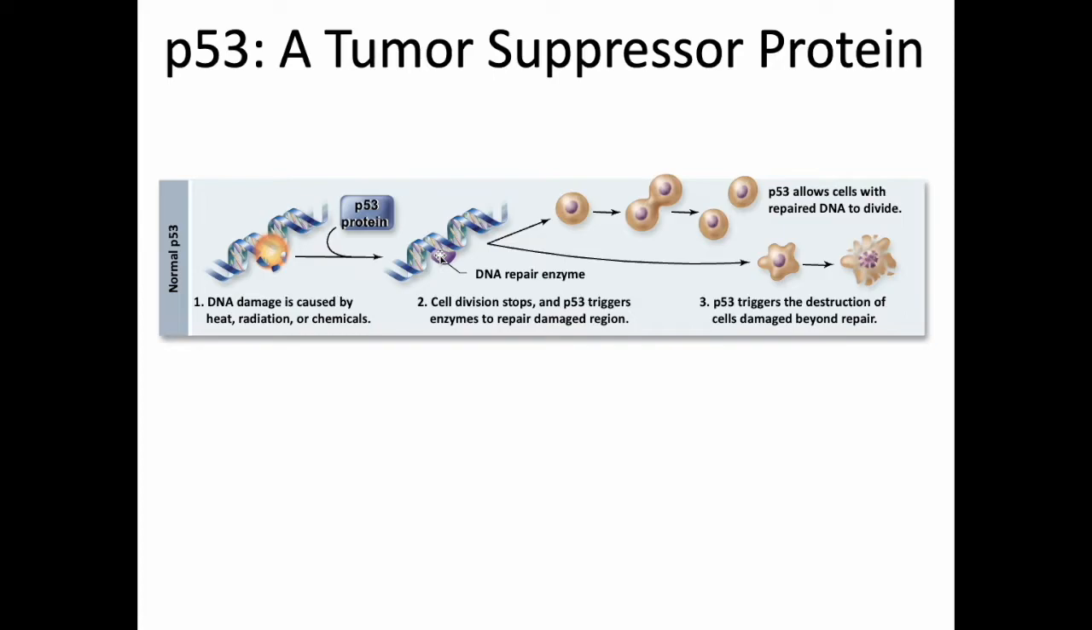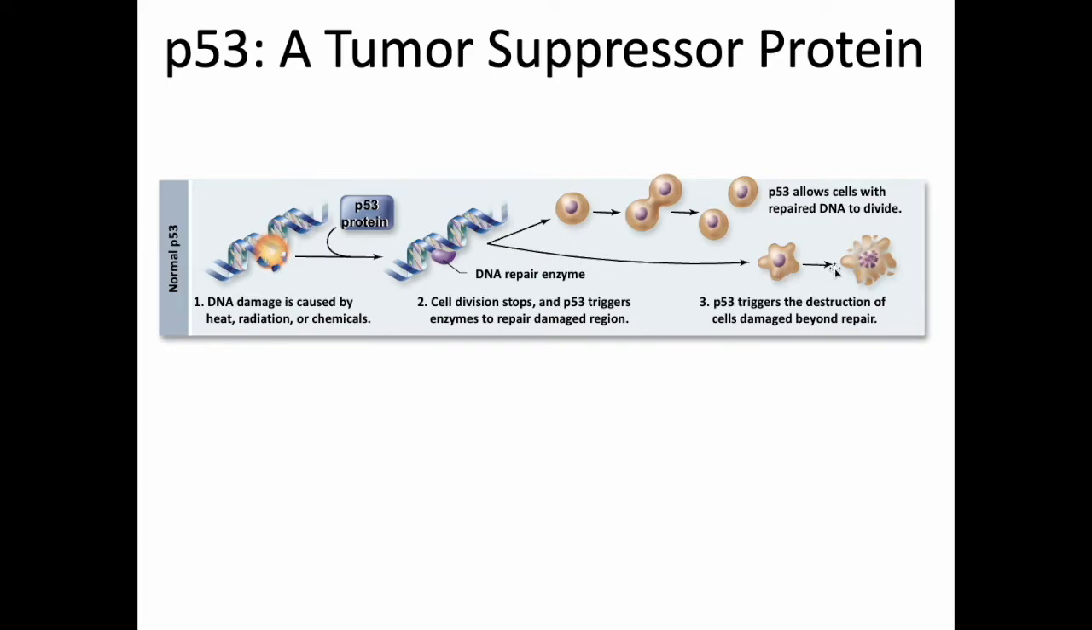That's not all that P53 does. It also has a very important switch that it can pull one way or the other. If this damage is repaired successfully, P53 can give the green light on cell division and let everything go as normal. However, if this damage is too severe, or there's too much of it, or it just cannot be fixed, P53 also has its finger on the self-destruct button.